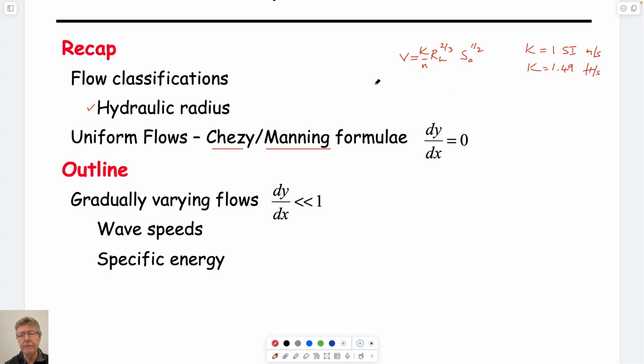And if you want to have volumetric flow rate, which is probably more interesting, then that is just the area times the average velocity. This is an average velocity, which is area times kappa over n, RH to the 2 over 3, S0 to the half. And so in terms of the geometry of this, S0 is just delta Z over L.